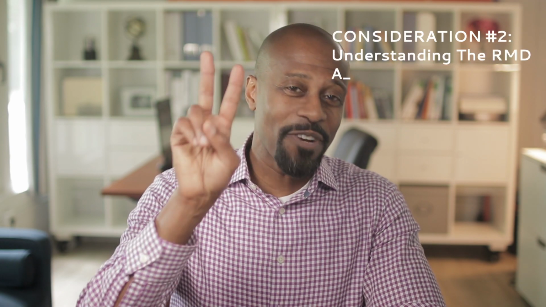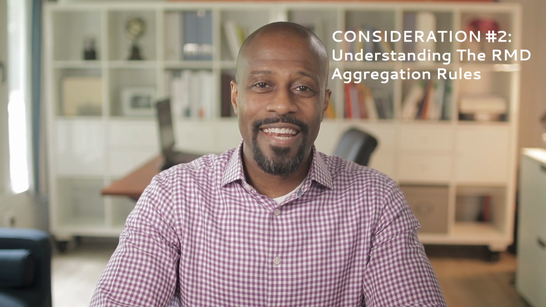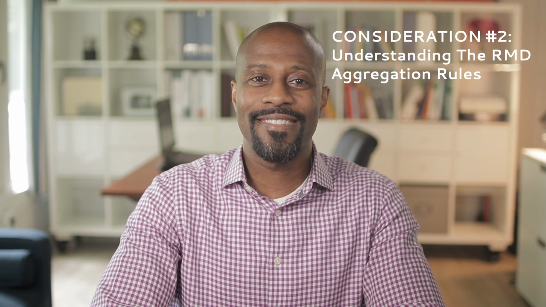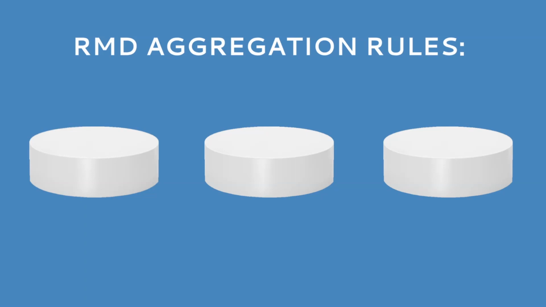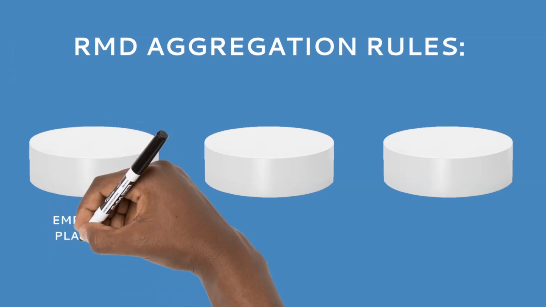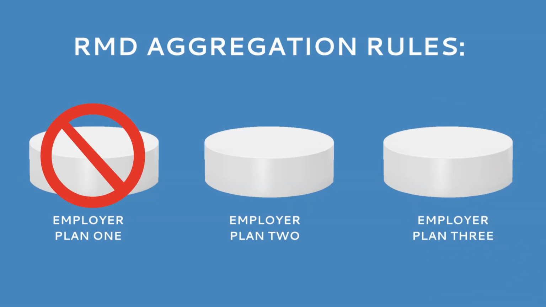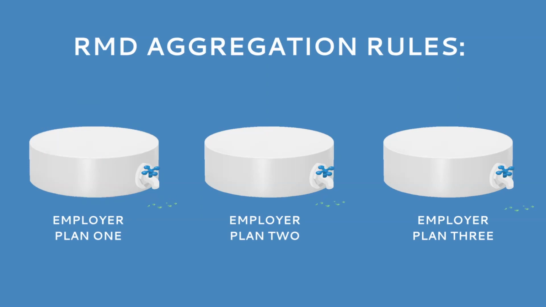All right, consideration number 2, understanding the RMD aggregation rules across multiple retirement accounts. So what are the RMD aggregation rules? Basically, it's this. Let's say that you're retired and you have 3 employer plans. One employer plan cannot be used to meet the RMD for multiple employer plans. In that scenario, you'd have to take a distribution from each one of those accounts to meet the RMD requirement.